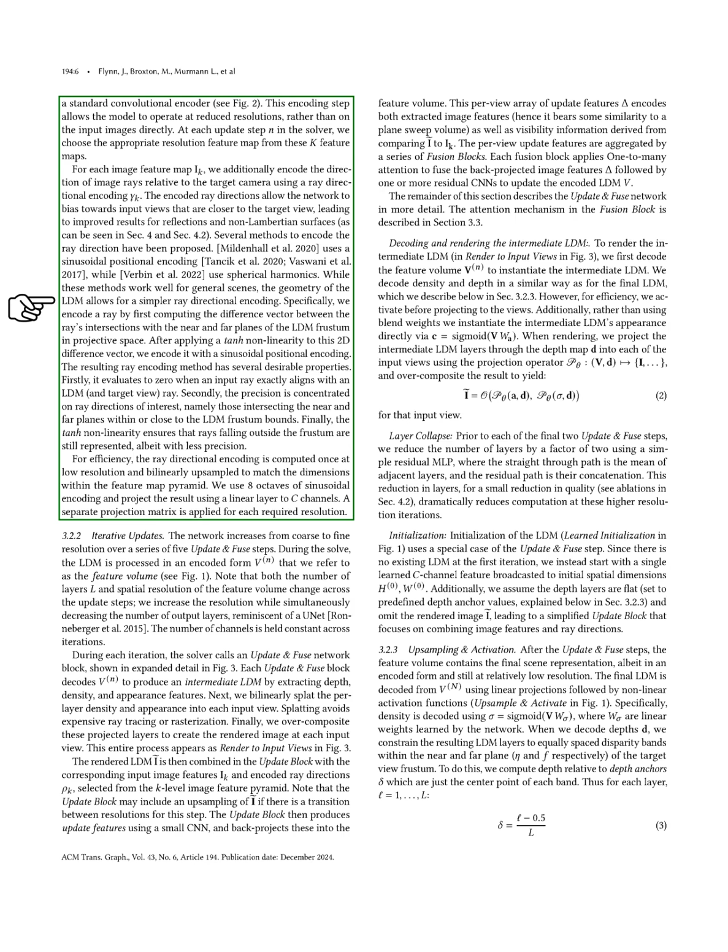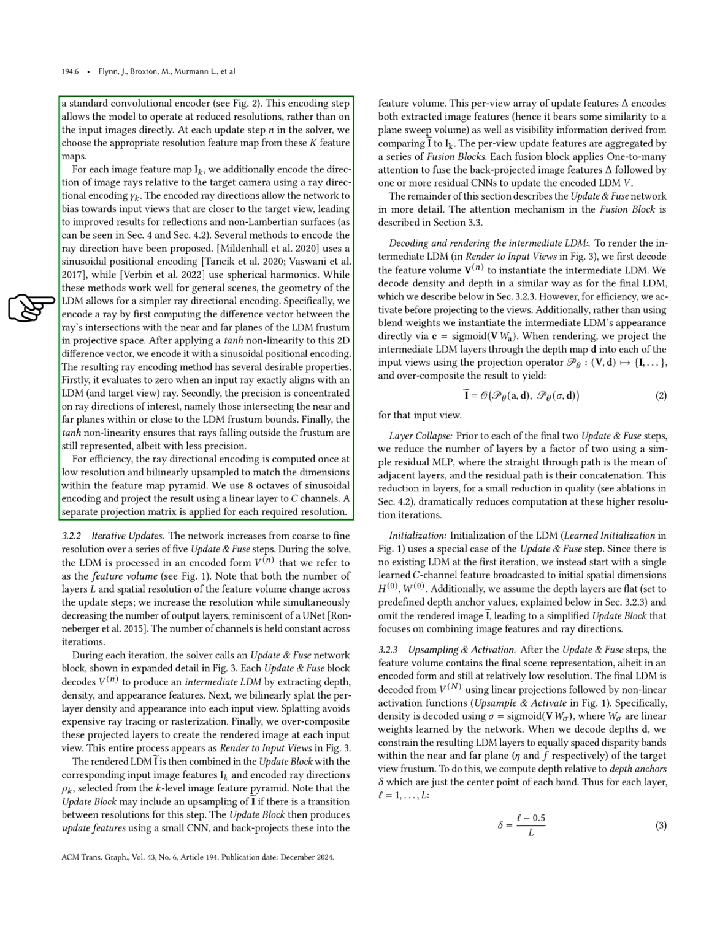Additionally, we encode the direction of image rays in relation to the target camera using a ray directional encoding. This encoding helps the network focus on input views that are closer to the target view, which enhances the results for reflections in surfaces that do not follow Lambertian properties. We have seen various methods for encoding ray directions, such as sinusoidal positional encoding and spherical harmonics. However, due to the geometry of our model, we can use a simpler approach.